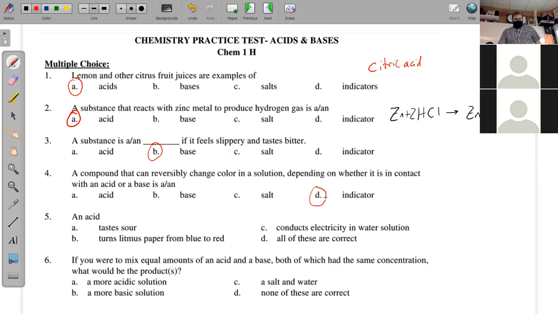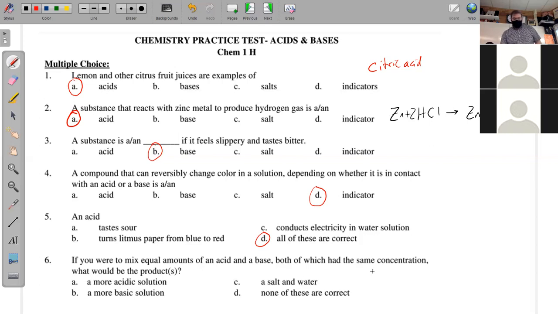So an acid, does it taste sour? Yep. Turn litmus paper from blue to red? Yes. Conduct electricity in water solution? Yep, they're all correct. So it turns out those are all properties of acids. If you were to mix equal amounts of acids and bases, both of which have the same concentration, what would be the product?